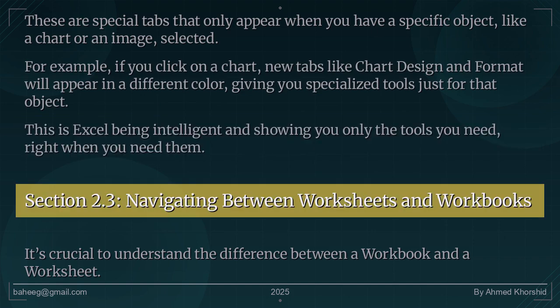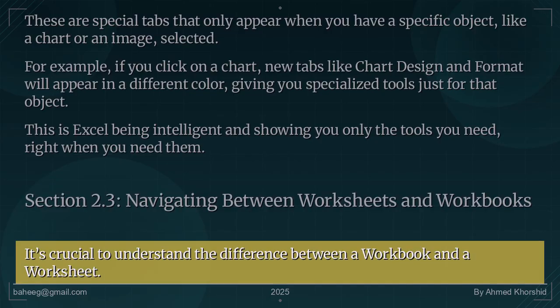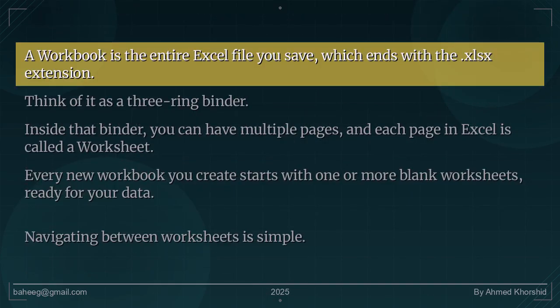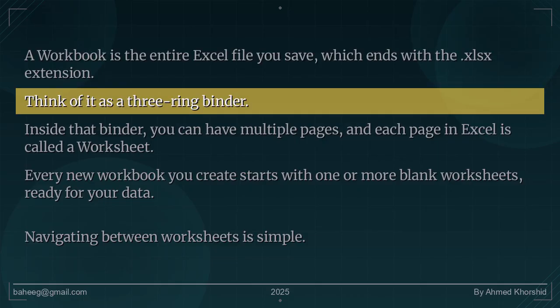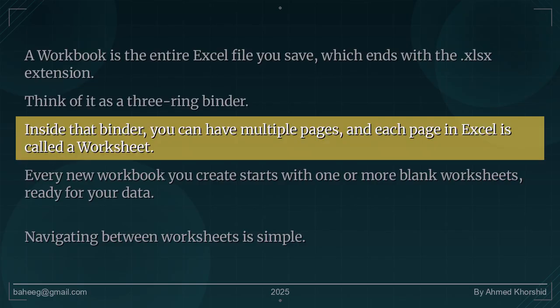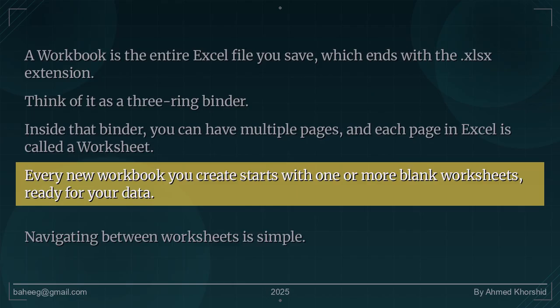Section 2.3, Navigating between worksheets and workbooks. It's crucial to understand the difference between a workbook and a worksheet. A workbook is the entire Excel file you save, which ends with the .xlsx extension. Think of it as a 3-ring binder. Inside that binder, you can have multiple pages, and each page in Excel is called a worksheet. Every new workbook you create starts with one or more blank worksheets, ready for your data.